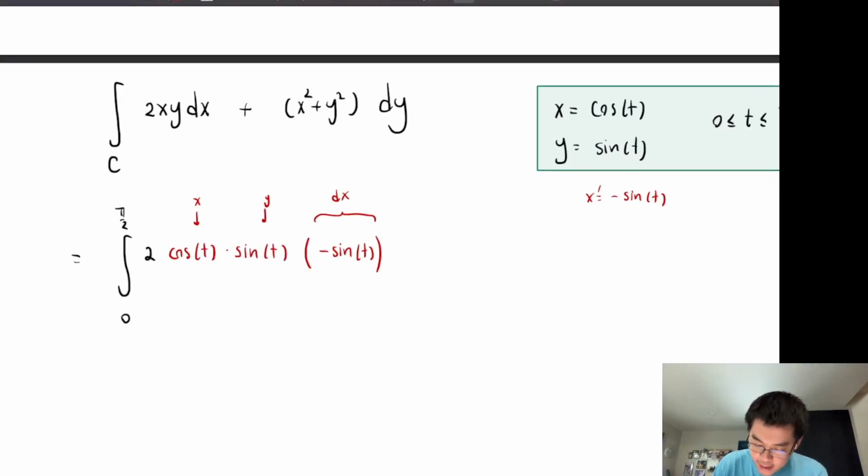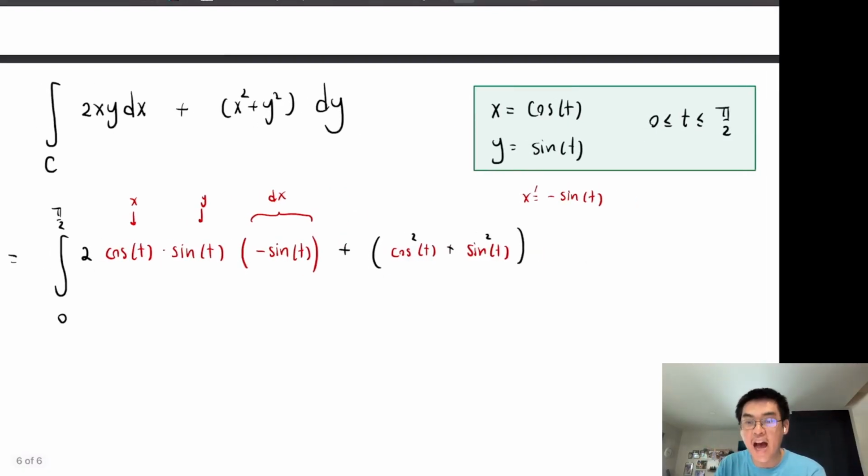All right, and then what happens next? We have plus x squared plus y squared. Okay, so cos squared plus sine squared. Then dy: y is sine, you differentiate sine, it becomes cos. All right, and all in all, you have dt all the way at the end, right?